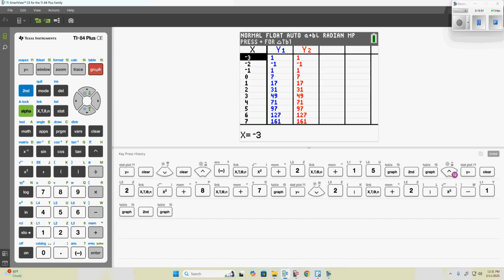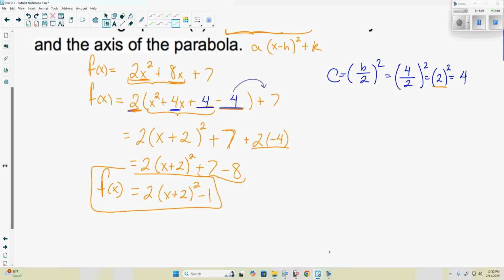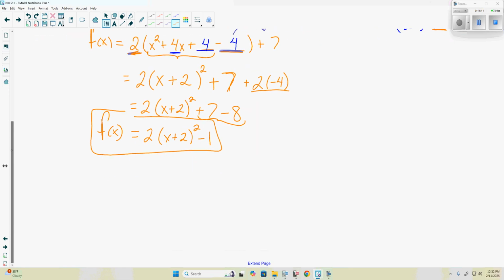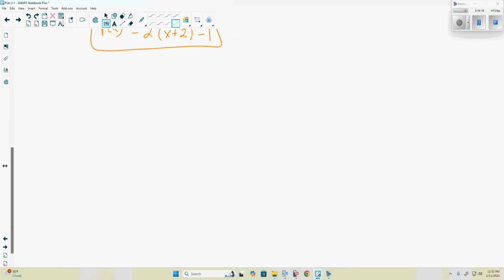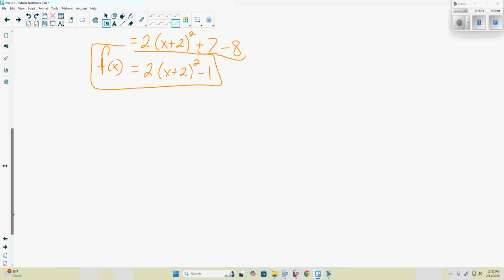We can look at the table and make sure that the y values for the first, y1, and the y values in y2 are the same. Because if they do have the same values for the same x's, it means they are the same function. So this here is a way to check and make sure that this equation we found in standard form, or vertex form, is the equation that we wanted.